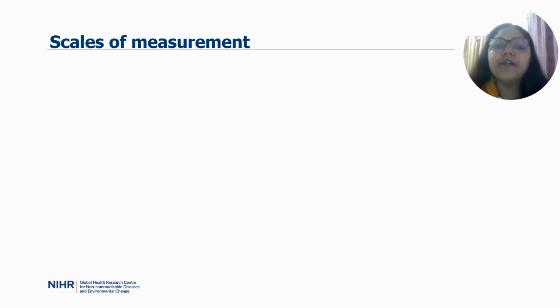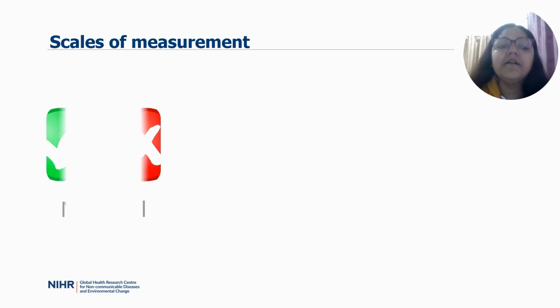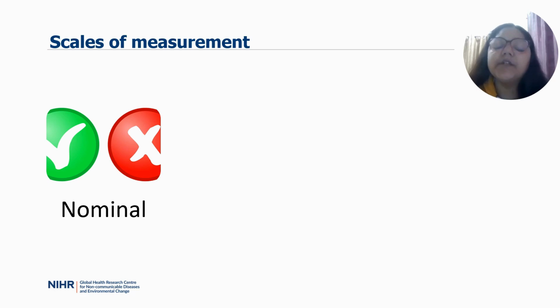Let us talk about scales of measurement. Suppose we are looking at an outcome such as presence or absence of a disease. For each participant in the study, we would record the observation as present or absent. We may perhaps also assign a number 1 to present and number 0 to absent, or the number 1 to present and the number 2 to absent.